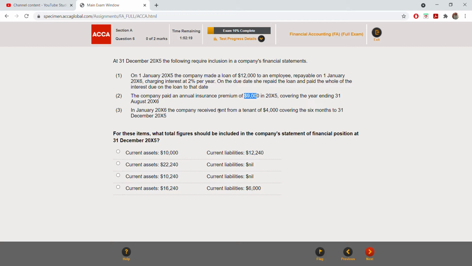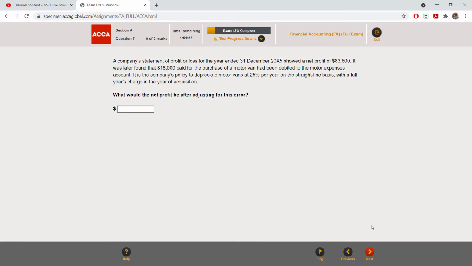And finally, the third one is also an asset. Accrued income. Accrued income is what? It's an asset. How much? 4,000. So the total will be 22,240. Next.